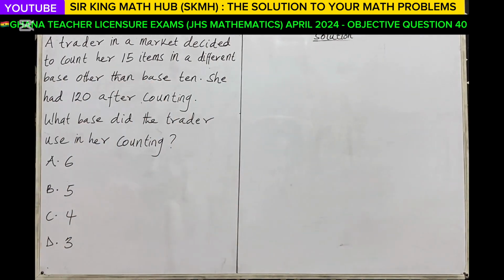This is Ghana Teacher Licensure Exams, GHS Mathematics, April 2024, Objective Question 40. A trader in the market decided to count her 15 items in a different base other than base 10. She had 120 after counting. What base did the trader use in her counting?